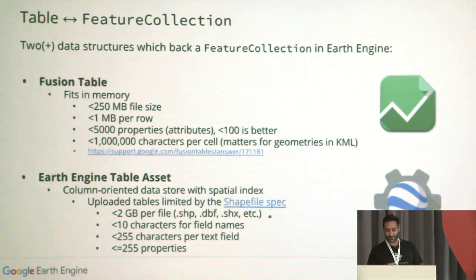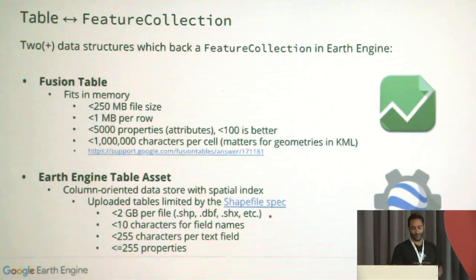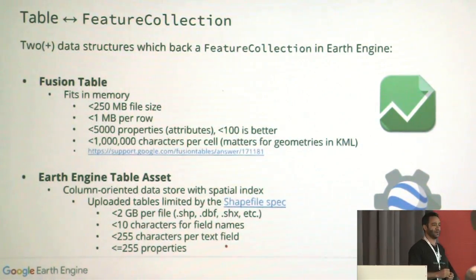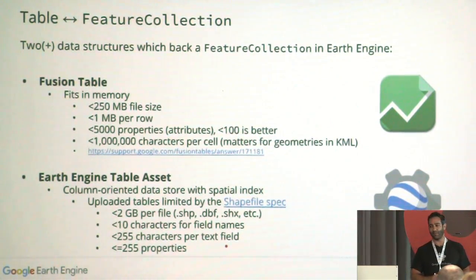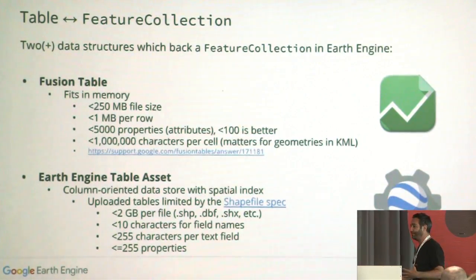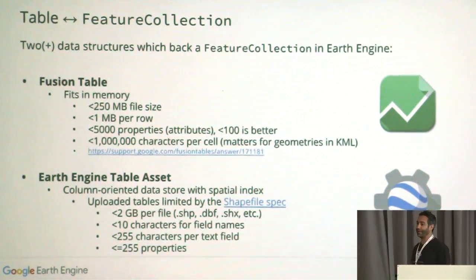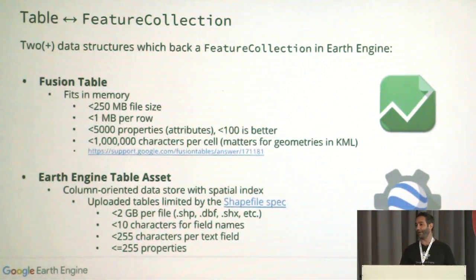You're limited by the shapefile spec, so less than 2 gigs per .shp. This is actually a mistake. I believe it's just .shp here. And there are some other limits in terms of the number of properties that you can have and the size of those properties. But if you can fit it into a shapefile and it's less than 10 gigs total, you should be able to upload that to Earth Engine.